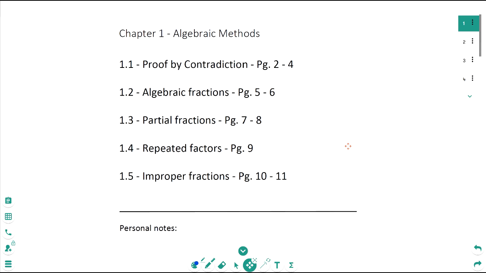Now, I would suggest you leave 1.1 until the end of the chapter. So I would say you start from 1.2 and go up to 1.5. Once you're done with them, then you can go back to 1.1. 1.1 is a standalone chapter. I don't know why they put it in the first chapter, but it's probably one of the hardest ones to master.